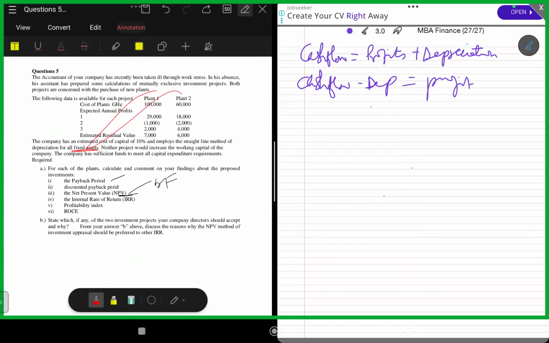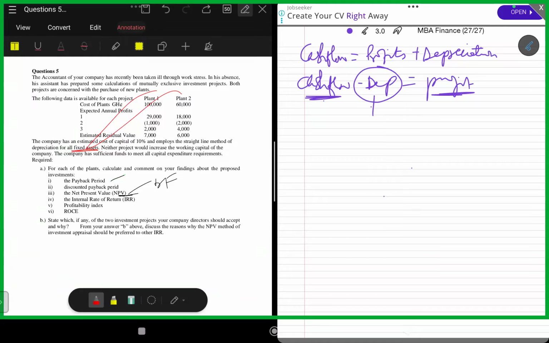Cash flow minus the bottom one. It means that there was a cash flow. They took out depreciation and got the profits, the profit you are seeing there. Are we okay? There was a cash flow. They took out depreciation and then they got the profits.